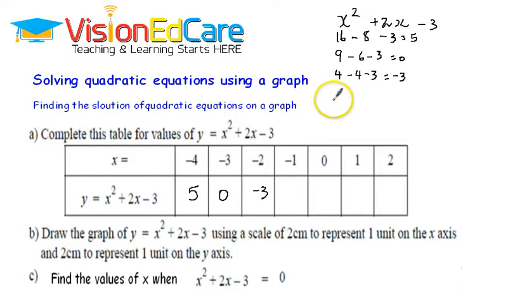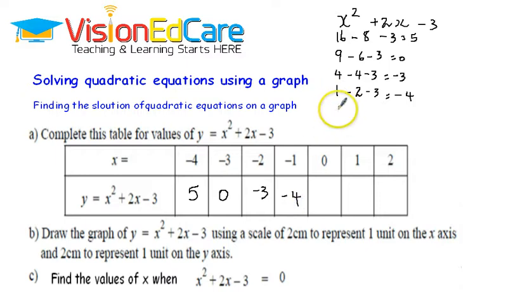Let's work out when x is minus 1. We're going to have minus 1 all squared. That gives us positive 1. And then we have 2 times minus 1. That gives us minus 2, minus our constant. And that gives us minus 3 minus 2. That's minus 5. And then we have 1 minus 5. That gives us minus 4. So we get minus 4 there.